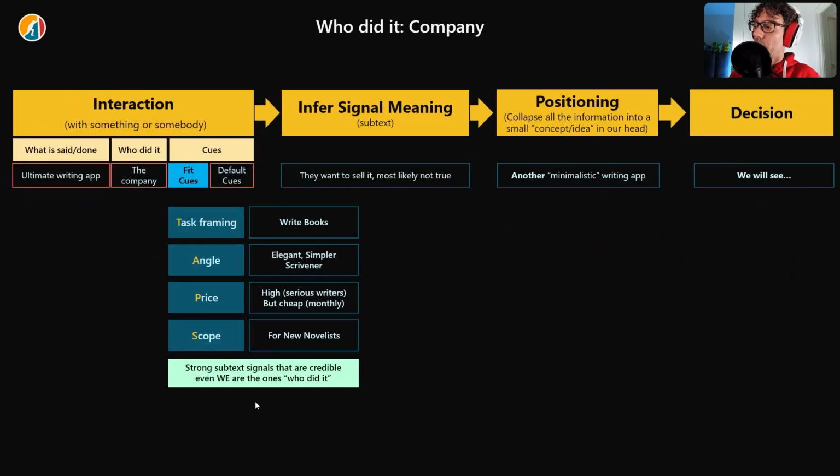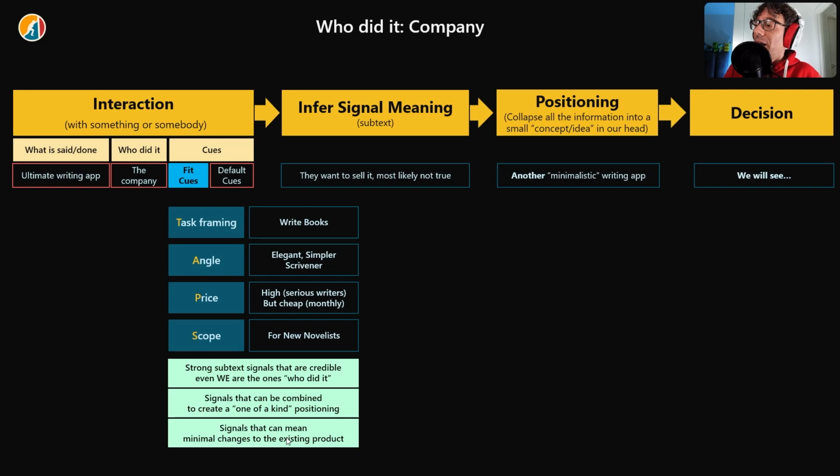So, now that we know why this is going to be trusted, we also saw how you can combine the four in a way that gets you into a place where nobody else is. In this case, the combination of four for new novelists. So, one of a kind. And we saw how you can get here without having to change the product. We just change how you present the product. All of that when the company is saying that.